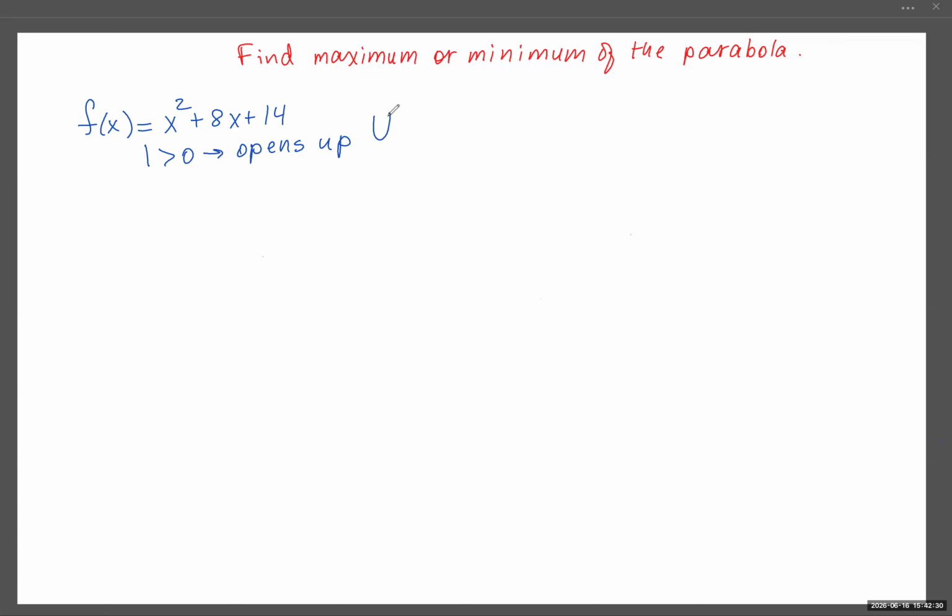So it will look like this, which will create a minimum. So minimum is what we're looking for. Now we need to figure out where that minimum occurs. And if you look at this little sketch, it occurs at the vertex of the parabola. So really, we just need to find the coordinates of the vertex for this particular parabola.